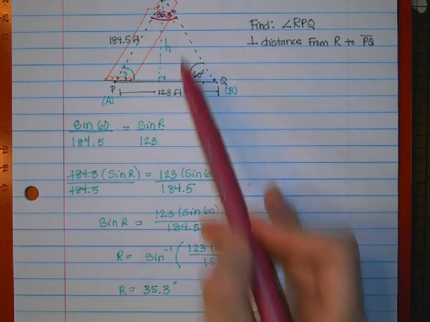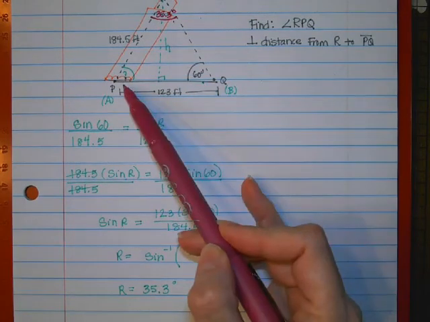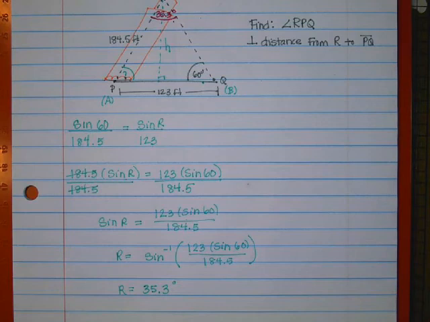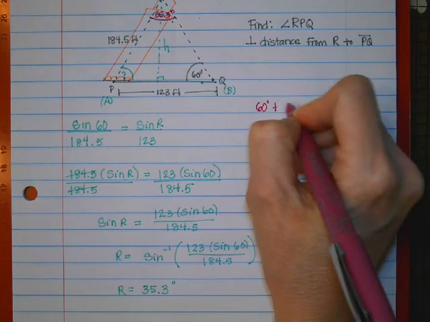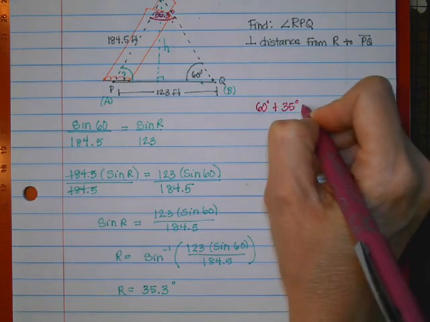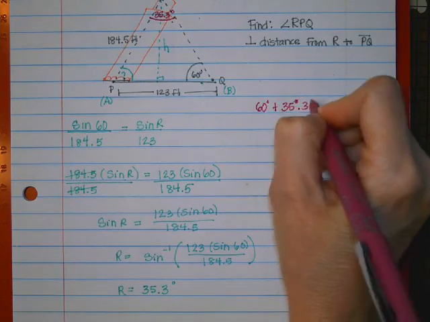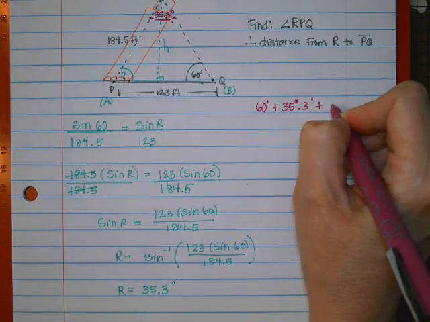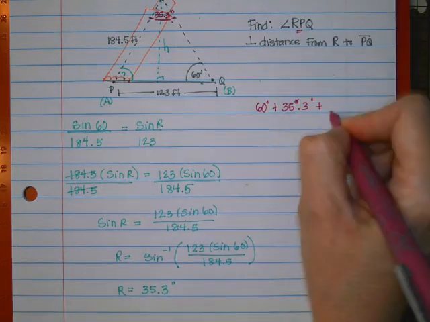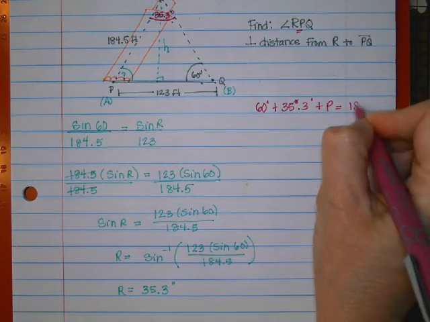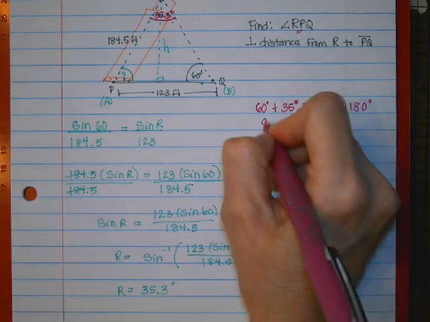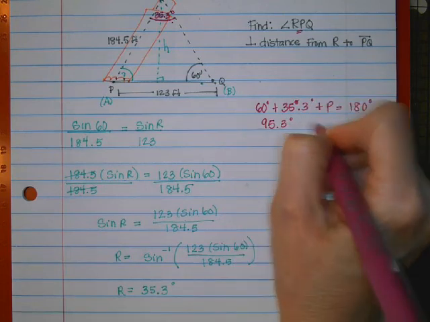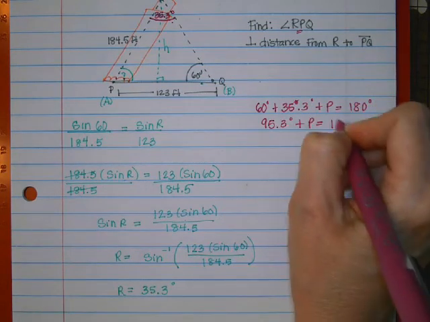Alright, so now the first thing is they want us to find angle RPQ. If I know 2 angles in a triangle and I need to find a third angle, I can use that triangle angle sum theorem that I told you about yesterday. So we'll take our 60 degrees plus our 35.3 degrees that we just found, plus angle P we're looking for. It will equal 180 degrees. So we're going to add 60 plus 35.3, we'll get 95.3 degrees plus angle P equals 180 degrees.